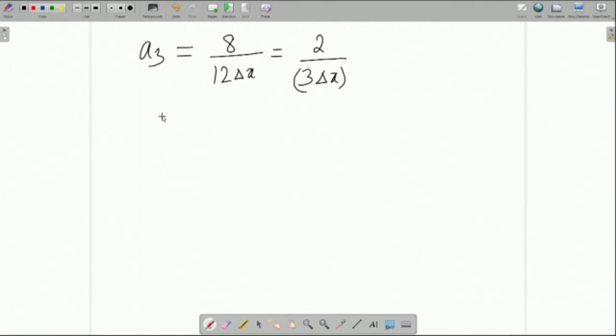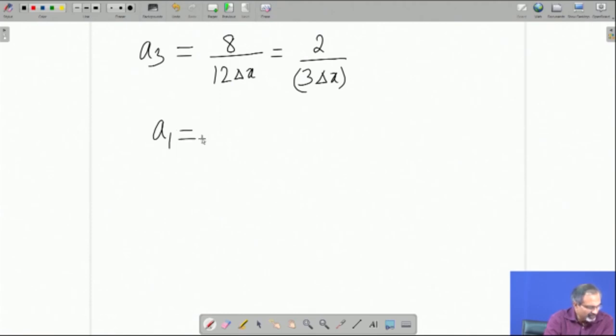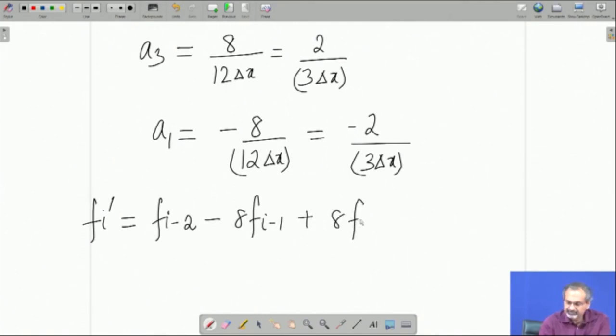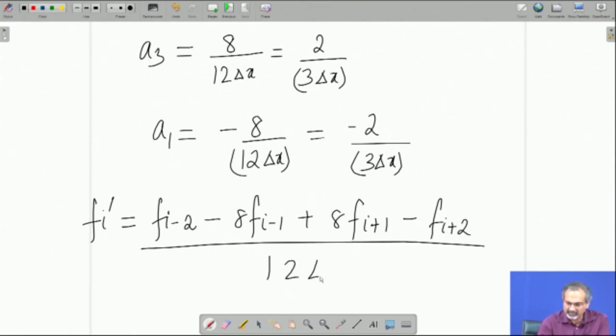and A1, which can be obtained by substituting all these values A2, A3 and A4 in equation 1, then you will find that A1 will come out to be minus 8 by 12 delta x, which is minus 2 by 3 delta x in the denominator. So, now you have solved for all the 4 unknown coefficients. So, what do you have finally for the expression of the derivative? If you just substitute those values of the coefficients, you will find that the scheme comes out to be like this.